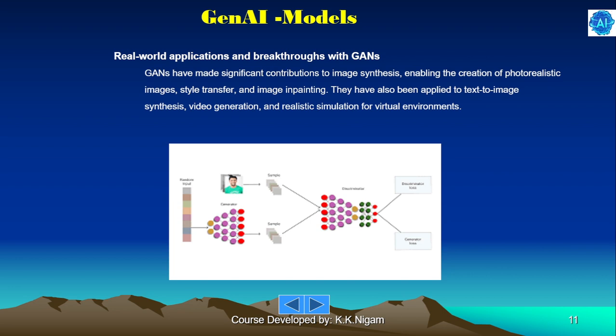Real world applications and breakthroughs with GANs. GANs have made significant contributions to image synthesis, enabling the creation of photorealistic images, style transfer, and image inpainting. They have also been applied to text to image synthesis, video generation, and realistic simulation for virtual environments.